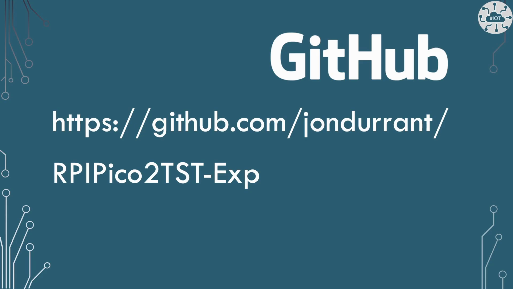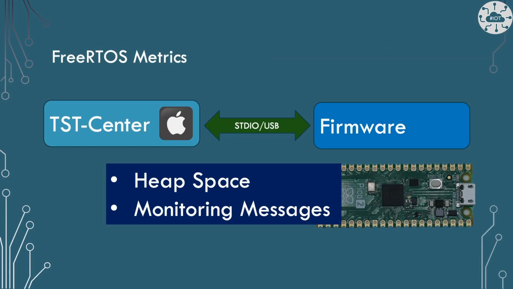So let's have a look at a couple of examples of me using the TST Center and TST library and how we're going to do that. Now, I've put all of the firmware code for these up on GitHub in this repo, so you can see what I've done. The first one is about FreeRTOS kernel metrics, like the heap space, number of tasks, etc. I'm going to try and expose those as variables over to TST Center from my firmware so we can constantly monitor them and perhaps even graph them. I will also send out some monitoring messages, the equivalent of a printf, which can then be seen in TST Center.